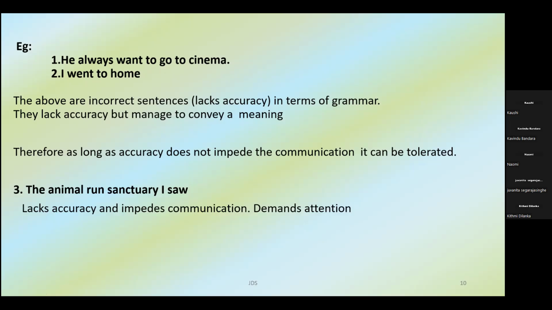Right? So even though there are mistakes, now here there is only one mistake in each of these sentences. But even if there are many mistakes, in spite of having many mistakes, if they convey the message or the idea, then they are considered to be fluent ones. Right? So the sentences are not considered, the speaker is considered to be a fluent user of language.